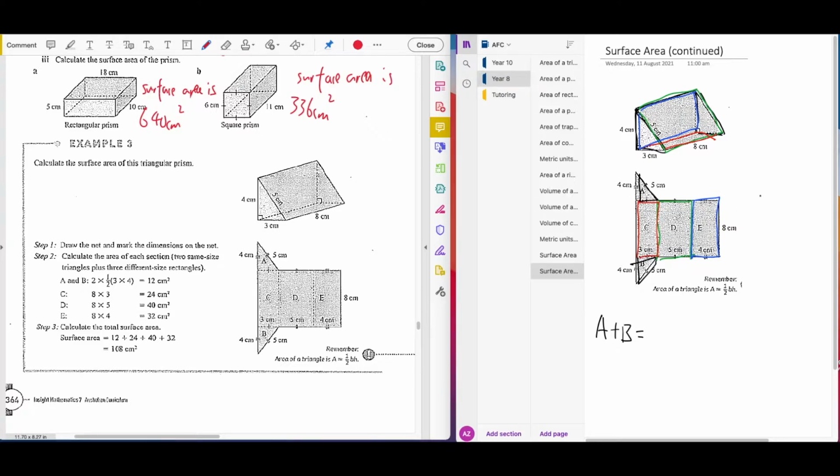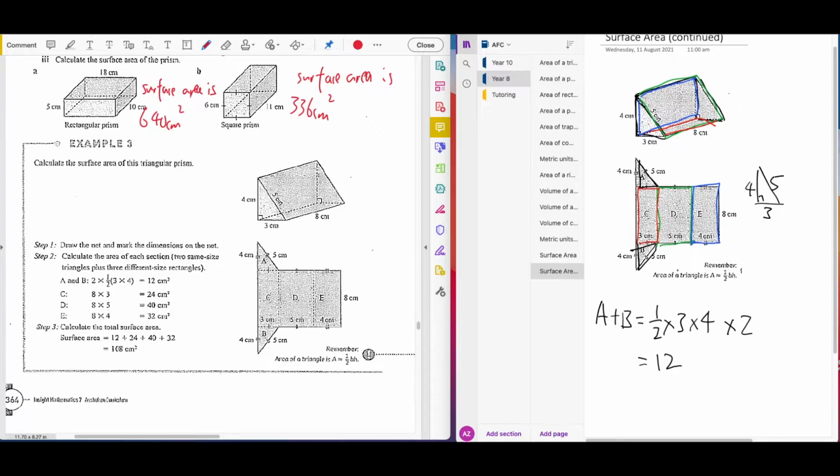So how do you find the area of the triangle? We know that the height of the triangle is 4, the base of the triangle is 3, and the hypotenuse is 5. Remember, to find the area of the triangle, you do base times height, so you do not use the hypotenuse. That means you do half times the base, which is 3, times 4. Because there are two triangles, you multiply it by 2. This will give you 12. So the triangle surfaces are covered.